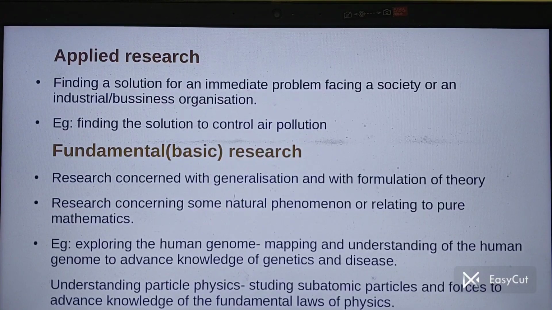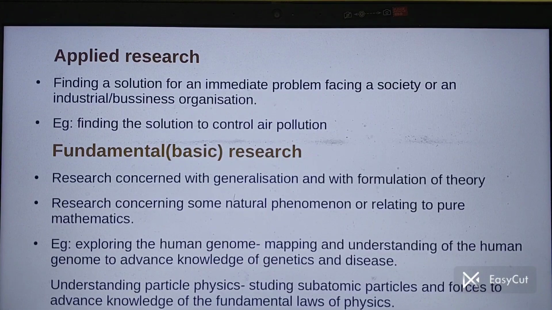Applied research and fundamental research. Applied research: finding a solution for an immediate problem facing a society or an industry or business organization. Example, finding the solution to control air pollution.